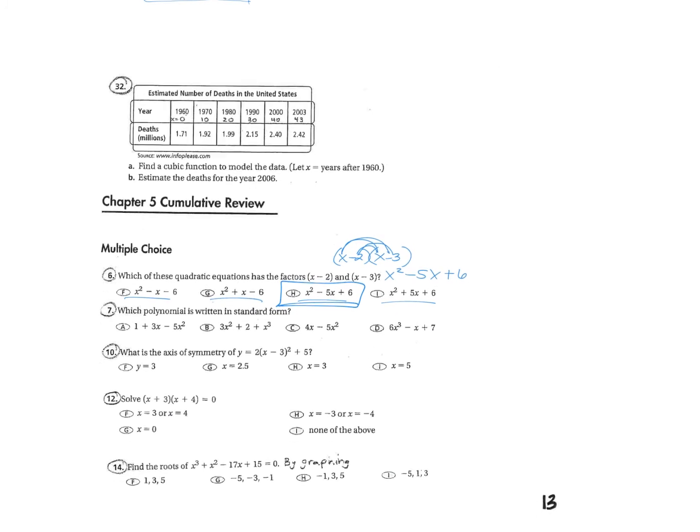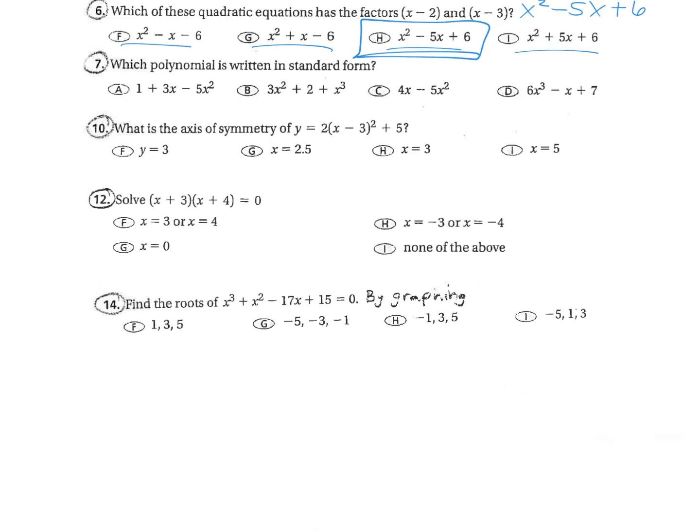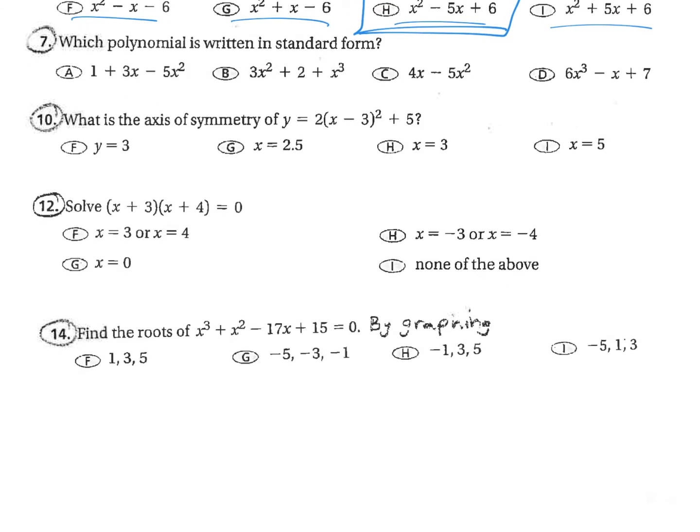Mine still says 13. I have a question. Okay, so on page 13, 21 and 22, how come there's not like a 0? Why isn't there a 0 as an answer? What number are you looking at? Looking at both of them, 21 and 22.